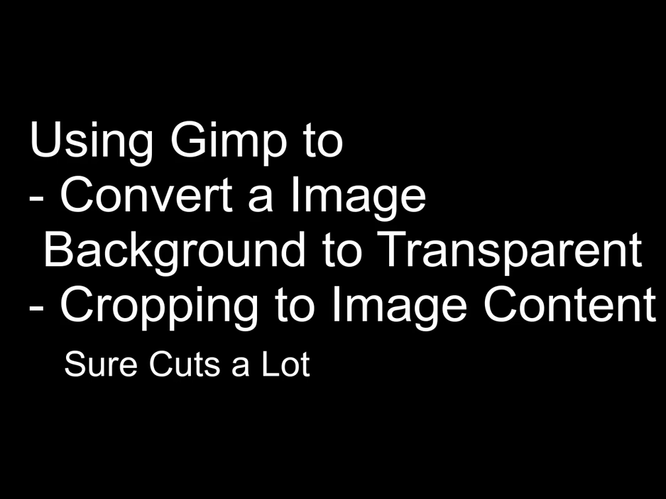This video will demonstrate how to convert the background of an image to transparent, then crop the image to the visible content, using Gimp, a free image manipulation application. Results will depend entirely on the quality of image you're working with. Images with a defined high contrast transition between foreground and background work best.